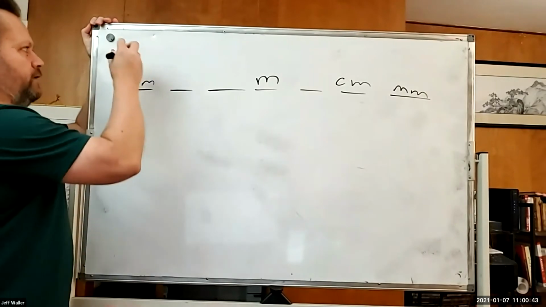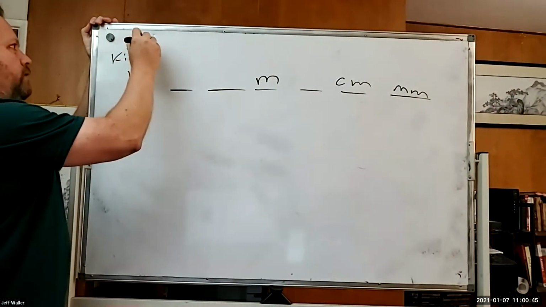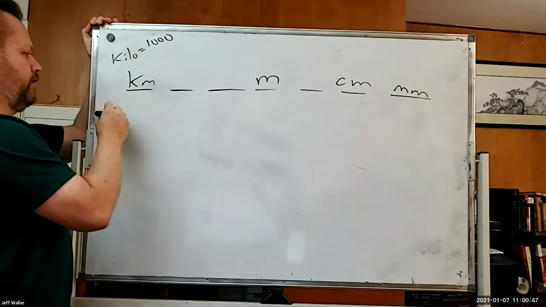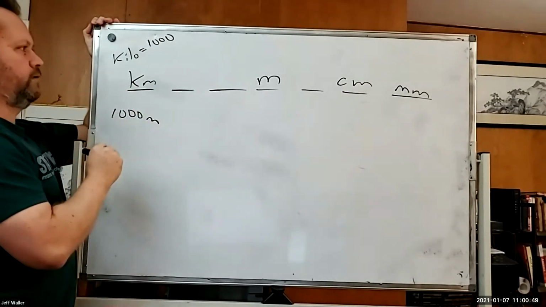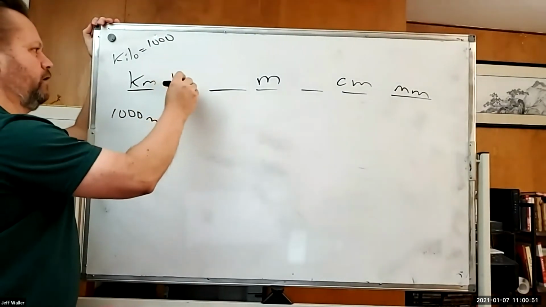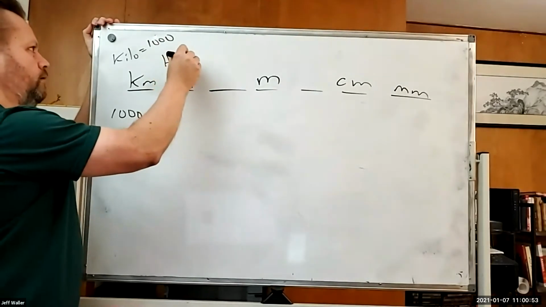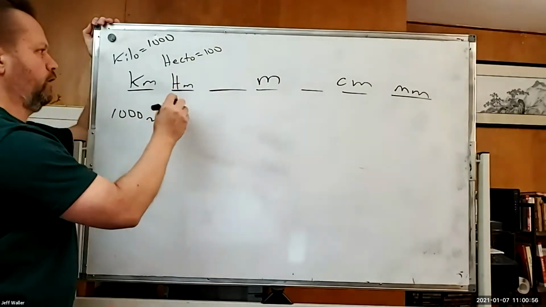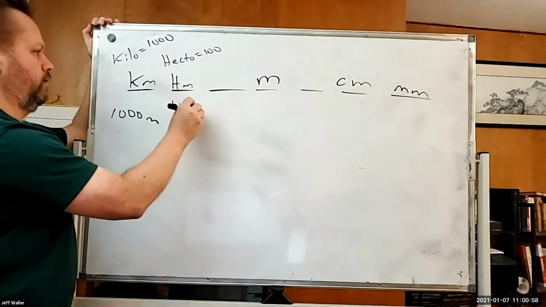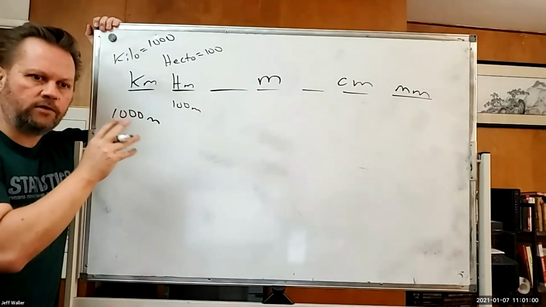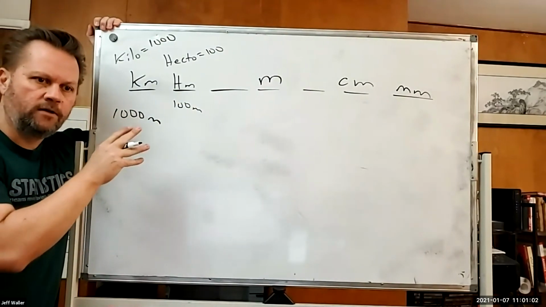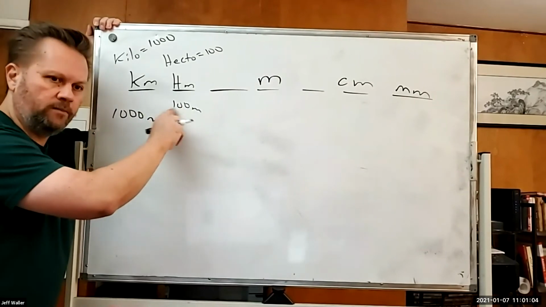All right, you ready? So this is kilo, which means 1,000. So a kilometer is 1,000 meters. This is hecto, which is 100. So a hectometer is 100 meters. Do you see why metric makes so much sense? Because it's just like our number system based on 10.